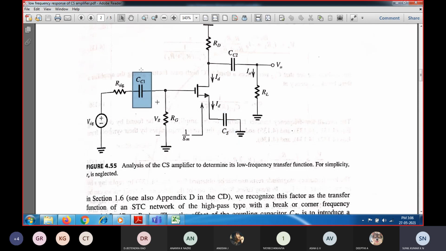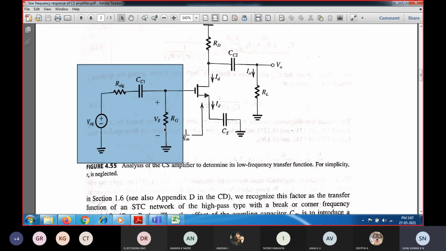Initially, I'm going to consider this part at the gate and ground. At the input signal part, I'm going to consider the capacitor one at a time. This is the one capacitor I'm going to consider at this terminal, and I'm going to analyze it as a single time constant network, with one capacitor, one reactance component and the resistance component, and see how the gain is going to be affected.